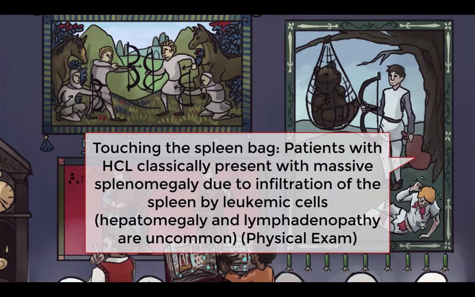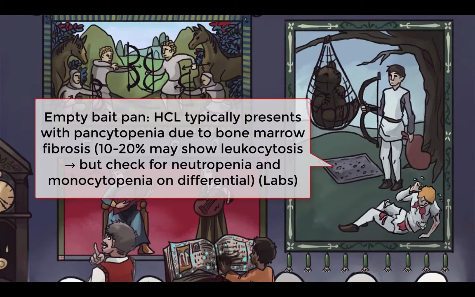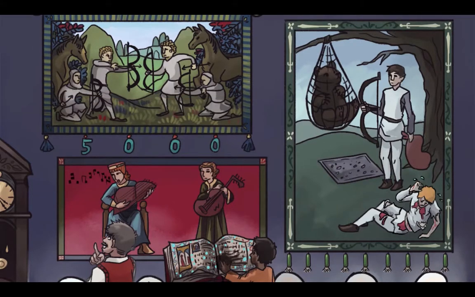On physical exam, palpable splenomegaly is a classic finding. In some cases, splenomegaly may be massive. Hepatomegaly and lymphadenopathy are not common in hairy cell leukemia. On labs, expect a pancytopenia due to bone marrow fibrosis, as depicted by this empty pan here with just a few crumbs of bait left. In 10 to 20% of cases, you may measure a leukocytosis comprised mostly of those neoplastic hairy B cells. But remember to always check that differential, which typically shows neutropenia and monocytopenia.